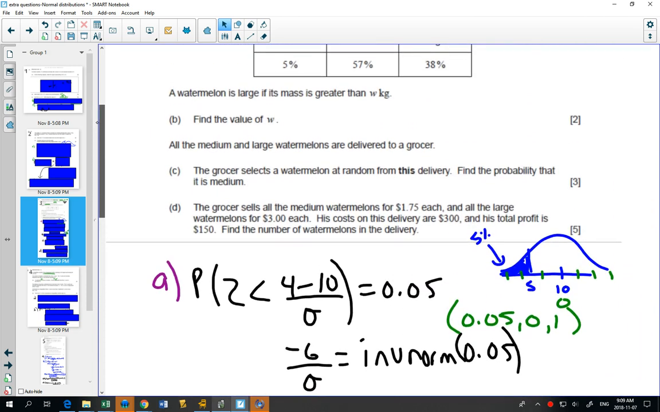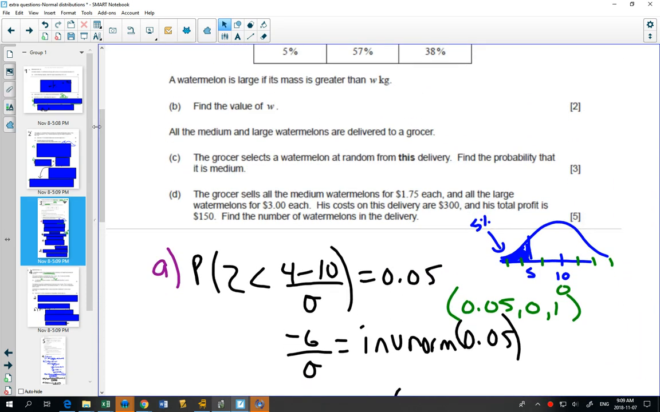Okay? Part C. All the medium and large watermelons are delivered to a grocer. A grocer selects a watermelon at random from this delivery. Find the probability it's medium. So just like the question before, what kind of question is this? It's conditional probability. Okay? In fact, this is conditional probability I think you could almost do mental math for.